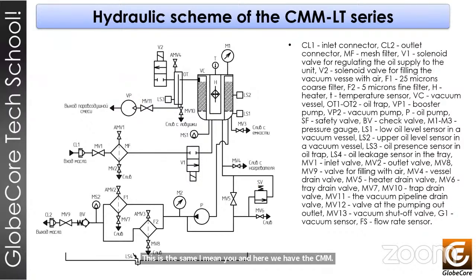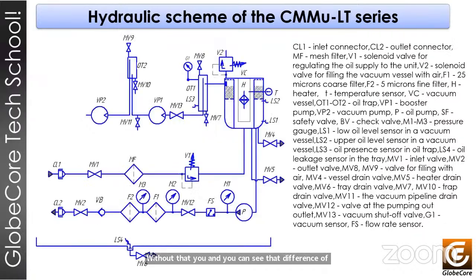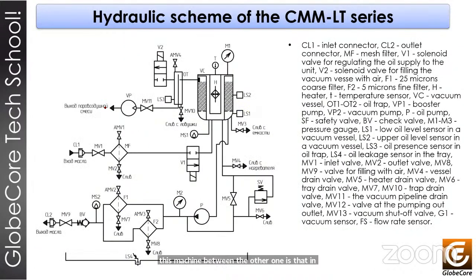This is the CMMU, and here we have the CMM without the U, and you can see the difference between this machine and the other one. In this one we don't have the vacuum booster, and that means this is a single stage vacuum. All the rest of the machine is almost the same, with the pumps, the filters, and the sensors. The way this machine works is exactly the same as the other one, but as I said at first, we don't have the second vacuum pump here, and that makes it a lighter machine.